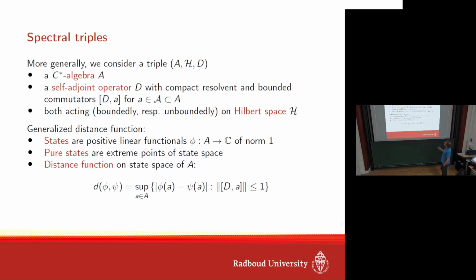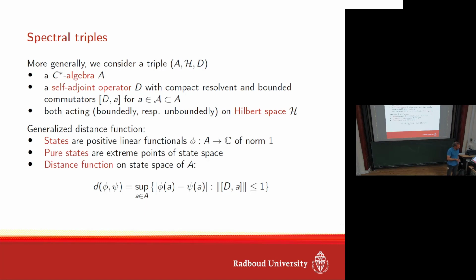And A will be, maybe I didn't say that, unital. That gives a nicely controlled compact convex set, so you can talk about its extreme points without too much trouble. This is the generalized distance function, and it works for any C-star algebra A given such data.